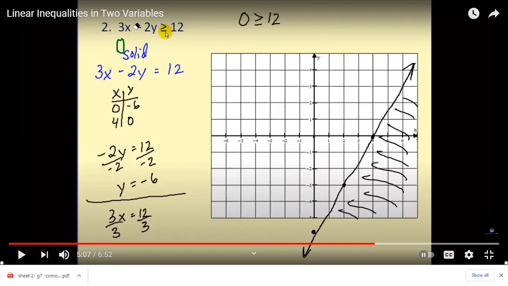So you will go to the original inequality and substitute 0 and 0. Now 0 times 3 will be 0, and 0 times negative 2 will be 0. Then is 0 more than or equal to 12? Is this a correct inequality? No. For this reason, we will not accept the region above the line. We will shade the region under the line, and this will be the solution for this inequality.